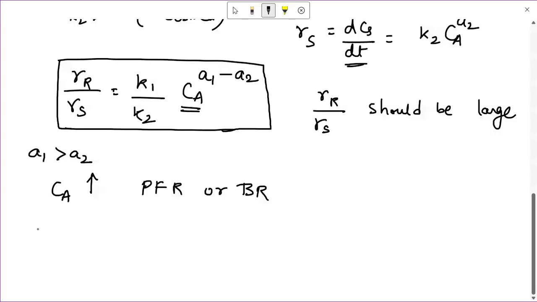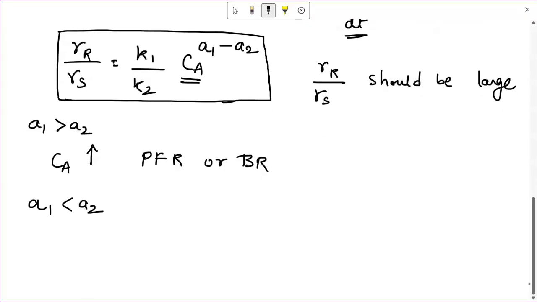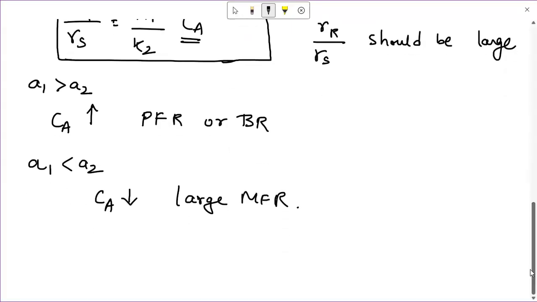If A1 is less than A2, then we will want to keep the Ca low. A low reactant concentration will help the formation of R, and this will require a large mixed flow reactor. So these are the two cases. Another case that can be is if A1 is equal to A2.